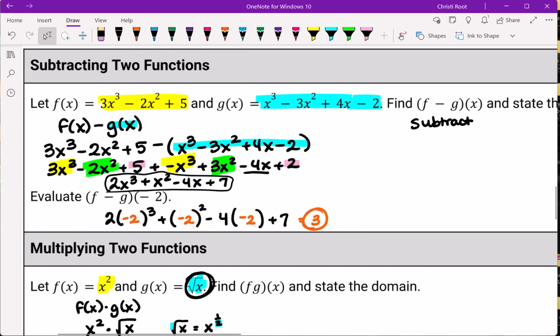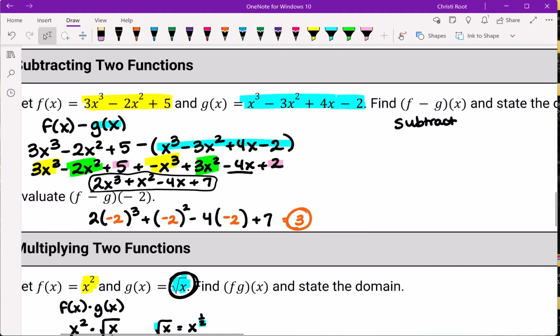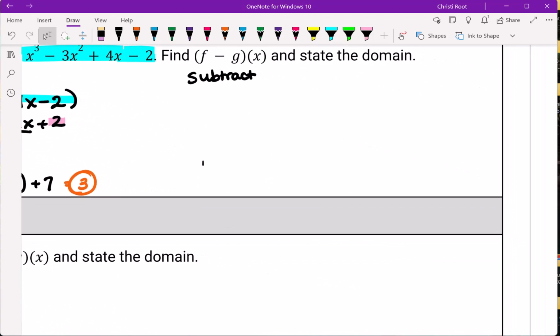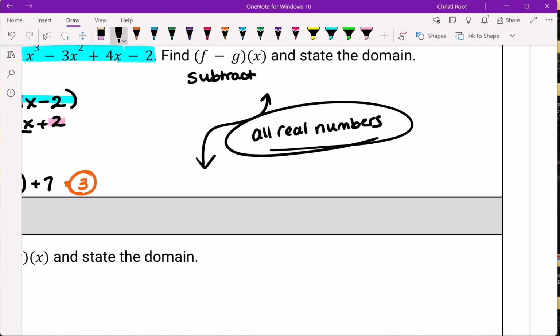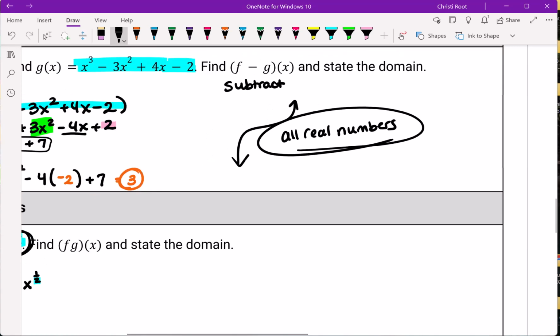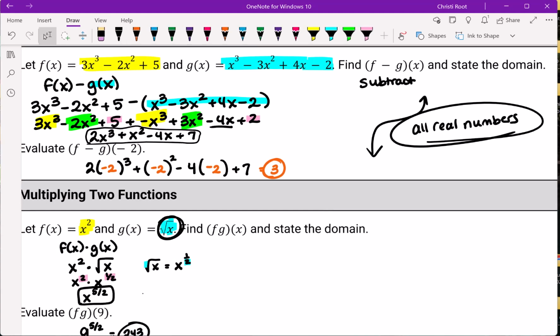Okay, second one. These are cubic equations. Cubic equations are not limited. So you have something that has all real numbers, and the second one is also all real numbers. So it's basically the whole thing in common. So it's going to wind up being all real numbers again. So your domain, I don't care if you add them, subtract them, multiply, or divide them, they're going to wind up being all real numbers because that's what's in common.